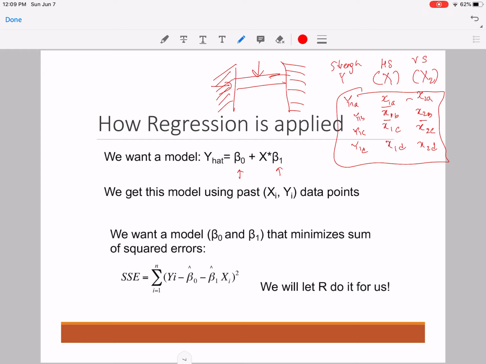I would like to identify the values of beta naught and beta 1. And this is how I can do that. Let's say that I hypothesize a model with coefficients beta naught and beta 1. So the y prediction based on this model will be beta naught plus beta 1 X1A plus beta 2 X2A, for X1A and X2A as my horizontal and vertical stresses. It's going to be beta naught plus beta 1 X1B plus beta 2 X2B and so on and so forth. Now the goal is for this prediction to be as close as possible to my observed values.